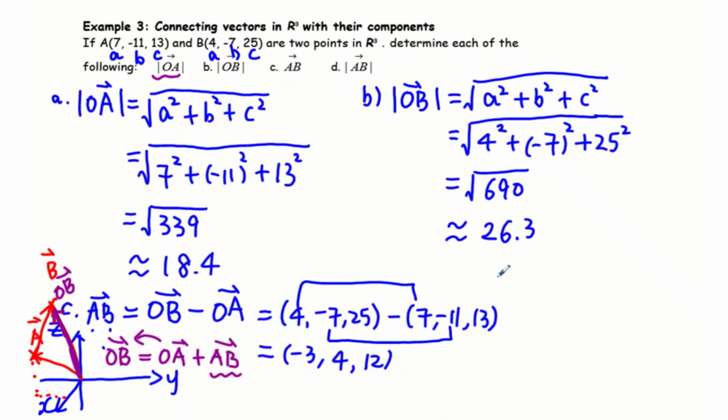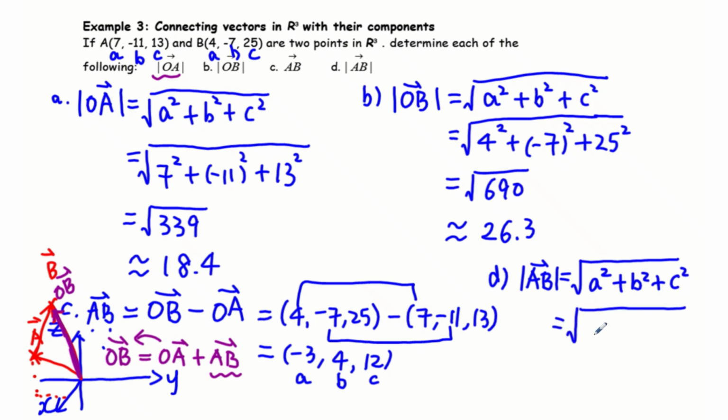Then question D is to find the magnitude of AB. So for magnitude, everything is the same, and this time A, B, C changed to X, Y, Z. So magnitude for 3 dimensions is just the square root of A squared plus B squared plus C squared. Then we substitute in the given information. -3 squared plus 4 squared plus 12 squared, square root. Get your calculator, it is 169. It's a perfect square number, equals 13.